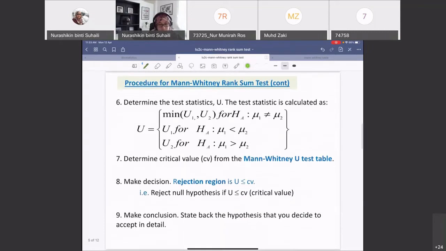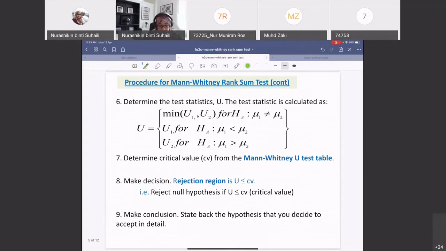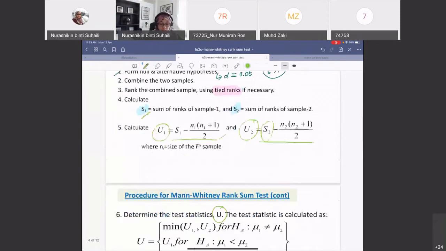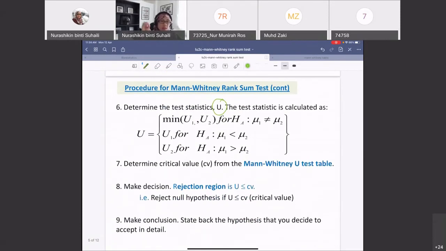Then in the sixth step, you have to determine the value of U. Just now we talked about U1 and U2, and you have to determine what the U value is. So how do you determine the U value? There are three conditions. It depends on the alternative hypothesis that you set. Okay, so that's why you should make sure your alternative hypothesis is correct. Otherwise, if you set it wrongly, then you will get the wrong U value.